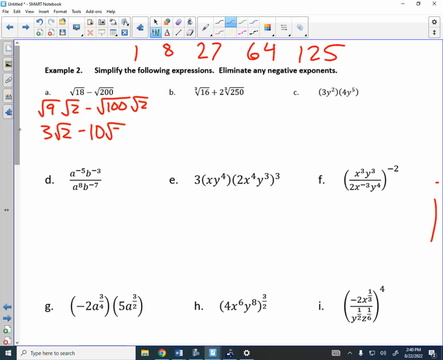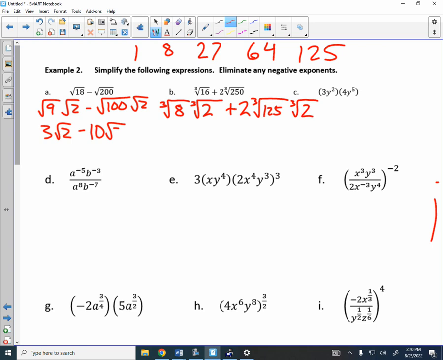So what's the perfect cube that divides evenly into 16? So I've got the cube root of 8 times the cube root of 2, plus, and then this 2 is just hanging out there. What's the perfect cube that divides evenly into 250? So I've got the cube root of 125, and then I've got the cube root of 2.